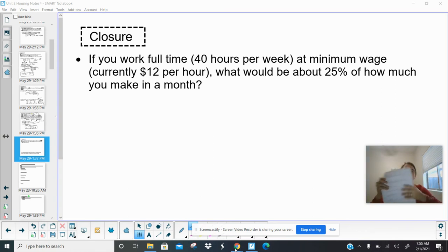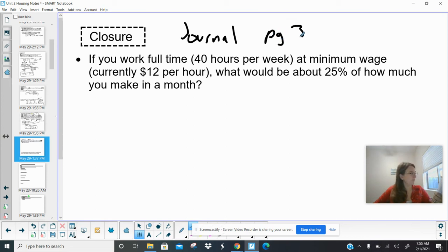Okay, so in your journal, this is actually in your journal. I need to make sure I write this down. Normally on page 3. This is 2.1a, budgeting for moving out. So if you see it right there in your journal, 2.1a, budgeting for moving out.